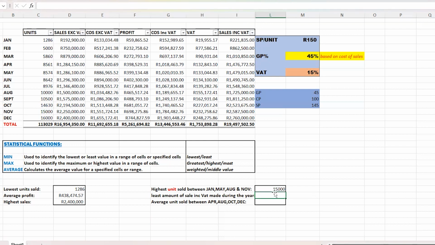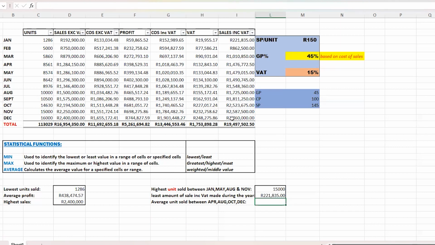All right, so I want the least. The least, it will be the lowest value, which is the minimum. So it's going to be equals to min, open brackets, the minimum, the least amount of sale including VAT made during the year for the whole year. So I'm going to go to my column I. I'll select everything. So I'm using the colon to select everything, the whole range. Okay, so that is my sales including VAT made during the year. I want the least amount and enter.